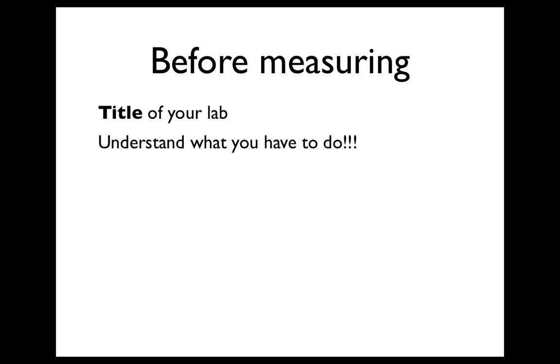First of all, before measuring, you need a title of your lab. But the most important thing is to actually know what you have to do. This should be clear from the written purpose of the lab. Write a clear sentence which states the specific purpose of the experiment. Why did you do this experiment? What was the reason for the experiment?